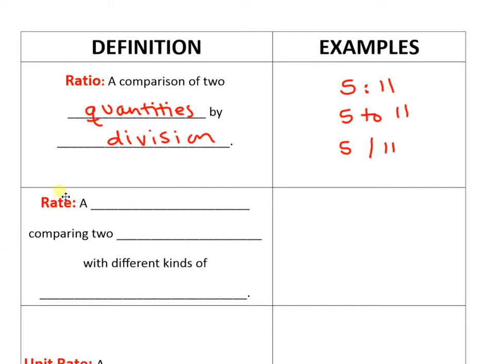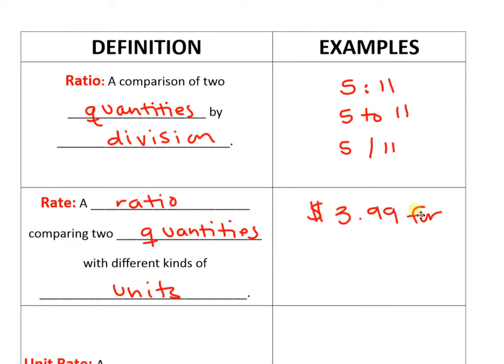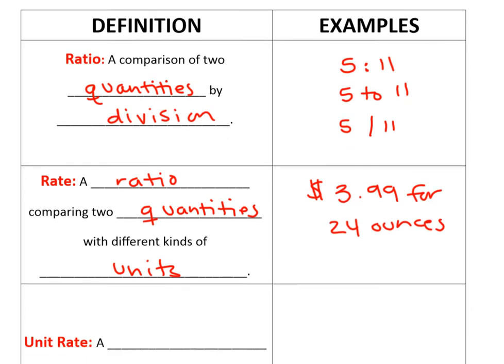Next we have the word rate. A rate is a ratio comparing two quantities with different kinds of units. Now a rate will look something like this: $3.99 for 24 ounces. And we're going to look at examples of this in just a minute.